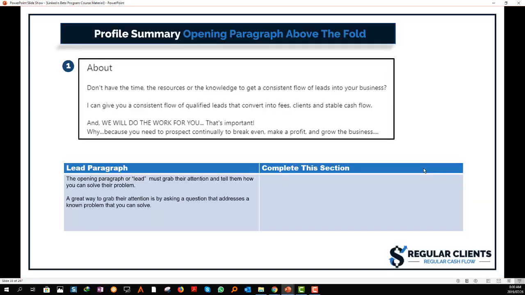The first piece is your opening paragraph or your lead, and that's above the fold. What that means in LinkedIn is that LinkedIn only gives you a couple of sentences, and then you get the famous, or infamous, read more button. In order for people to see your entire sales letter or summary, they're going to have to click that little read more button to open it up. So those 2 sentences that you get before that have to be really good. You have to hook them and get them interested and intrigued enough to click and open the rest of your profile.